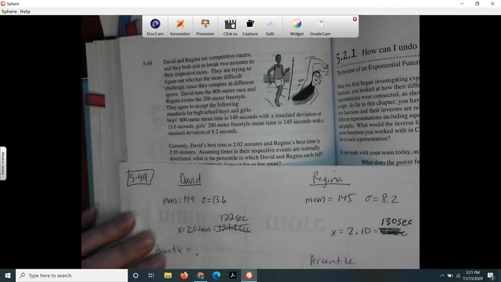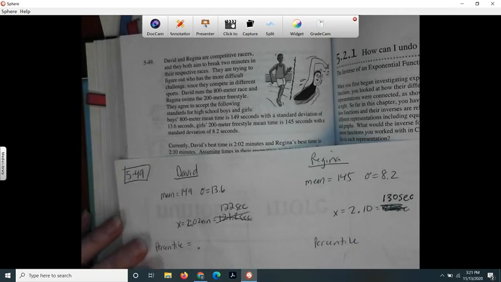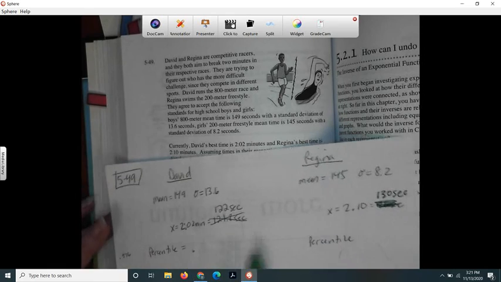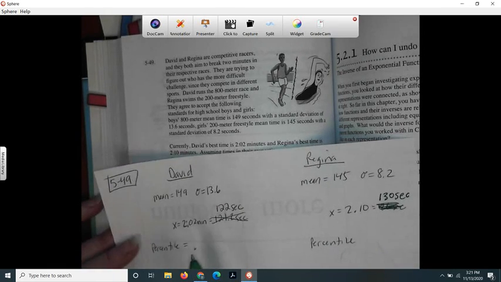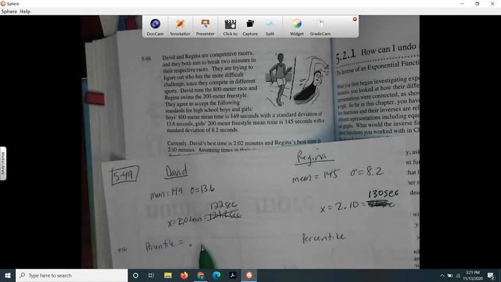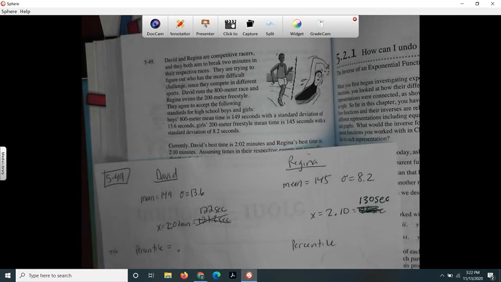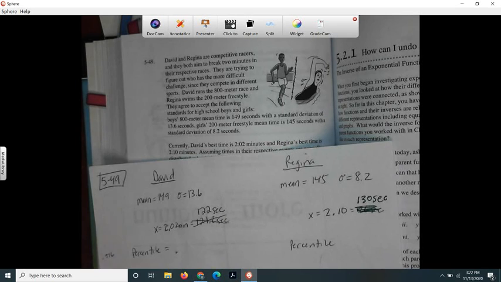Okay, so I'm going to put all these numbers into distributions, and I'm going to get their percentile ranking. Like, how well did he do in his sport, and how well did she do? Was he the 90th percentile and she was the 80th? We don't know. So I'm going to go ahead and share my screen. We're going to do it on Desmos.